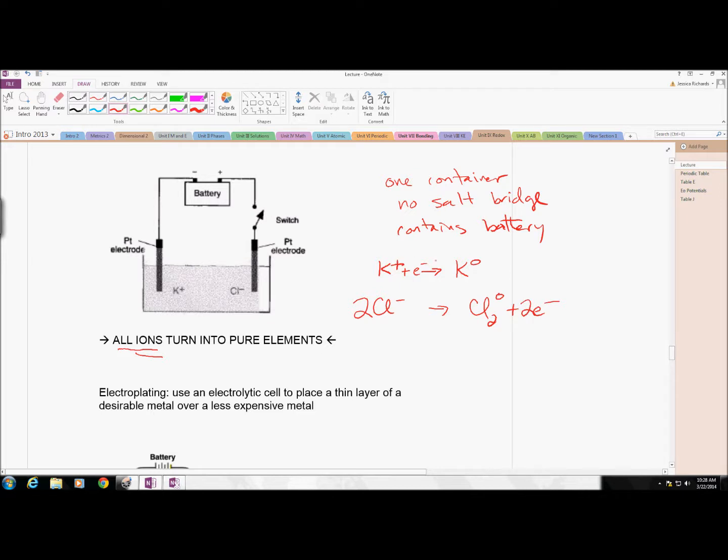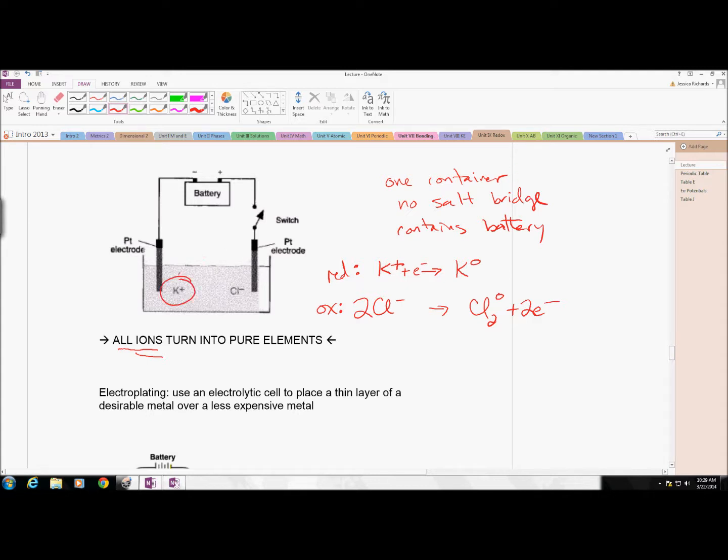Potassium's oxidation number is going from +1 to 0. That number is going down, so this is reduction. Chlorine's oxidation number is -1. It's going to 0. That number is going up, so that's oxidation. And those would be my half reactions for this cell.